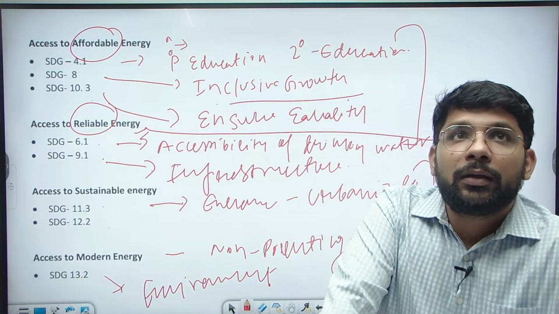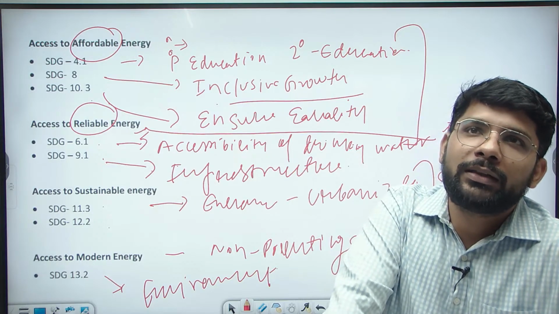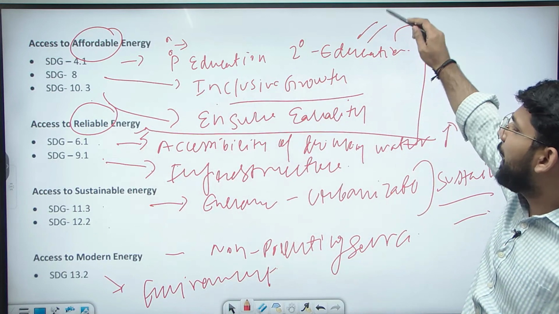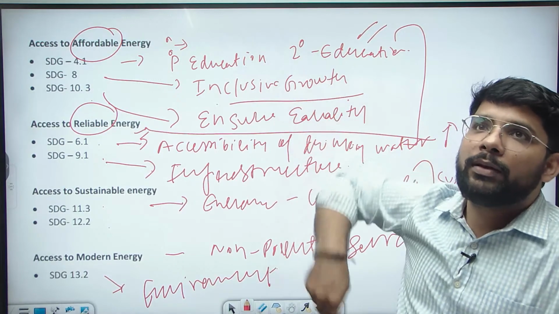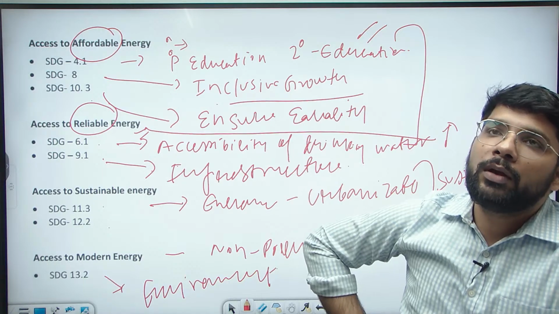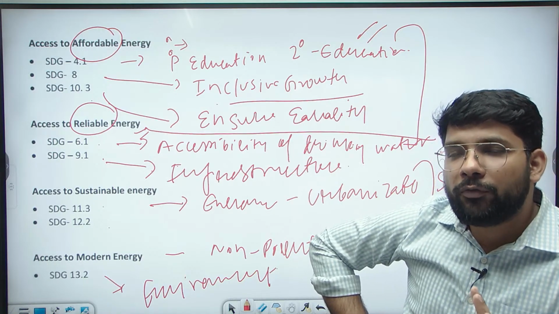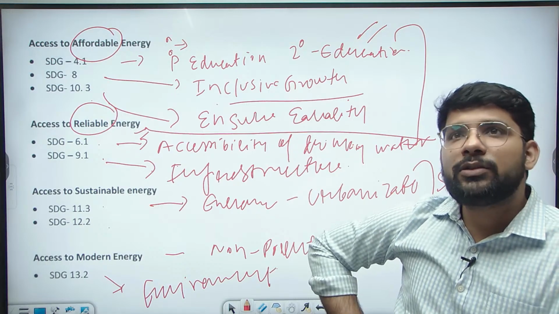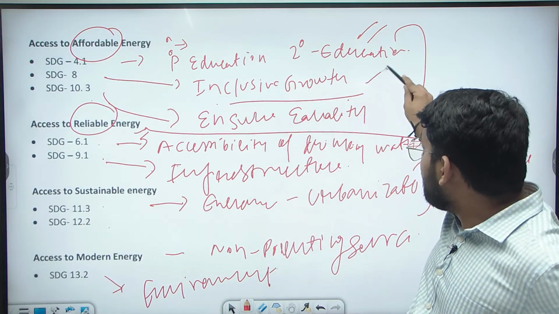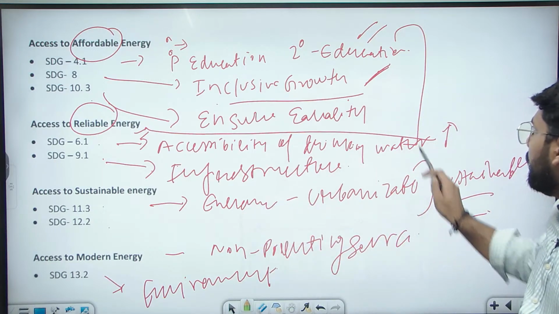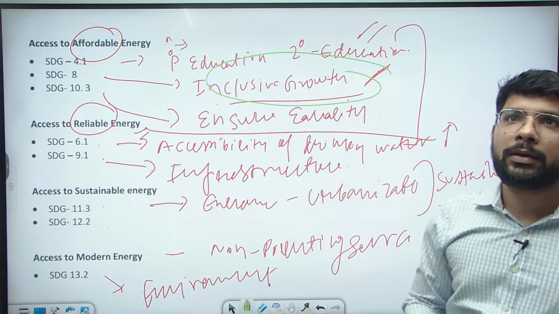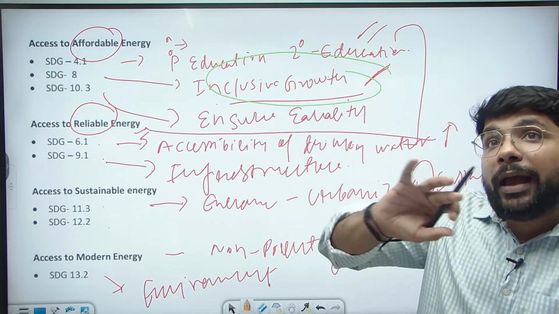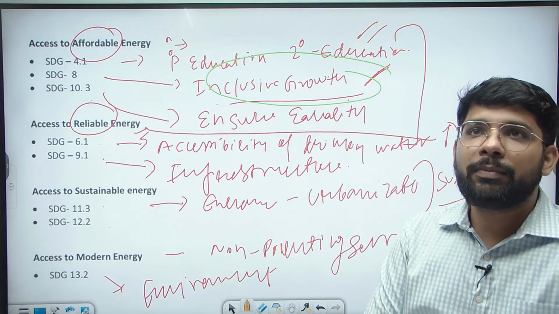So we can link this kind of energy to the achievement of other Sustainable Development Goals. Access to affordable energy is linked with primary and secondary education. If energy is affordable to everyone, it can help in education for all, and help achieve the SDG of education for all. Similarly, affordable energy will help inclusive growth under Sustainable Development Goal 8, and then ensure equality in society under Sustainable Development Goal 10.